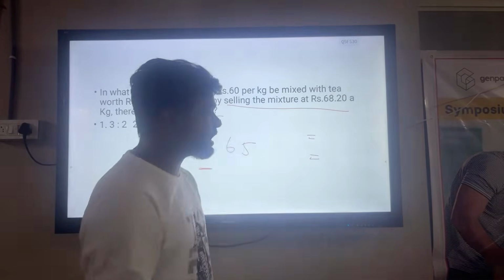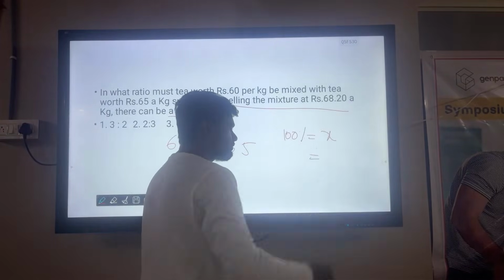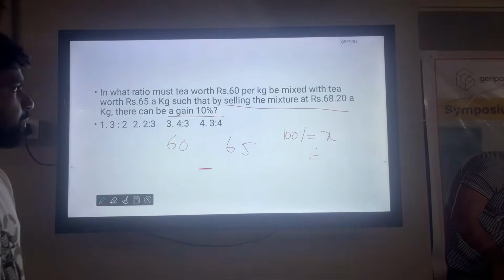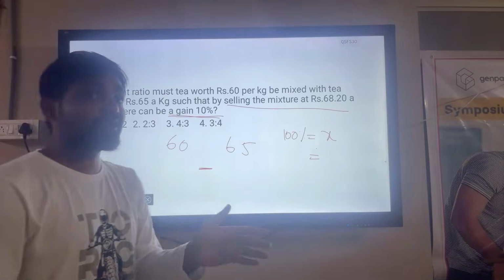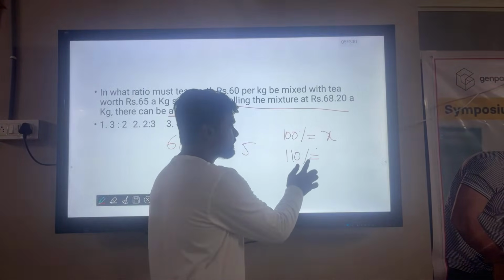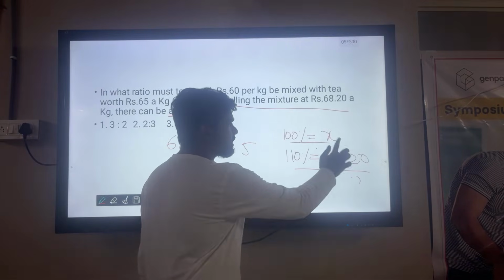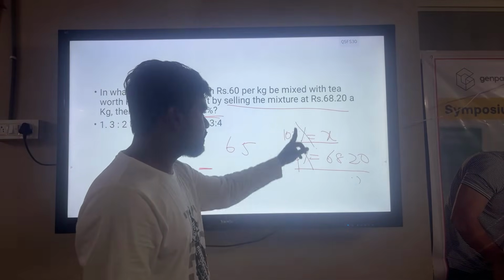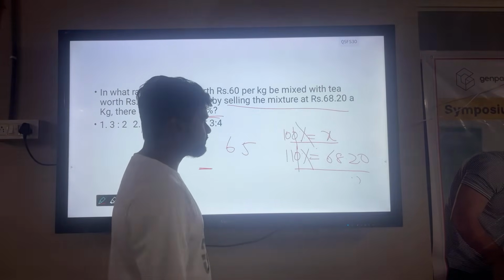Cost price is always 100%, which we have to find out. 100% is equal to x. And they have to get a gain of 10%. Cost price plus profit 10 is totally 110%, the selling price. What is the selling price? 68.20. This is the selling price and this is the cost price. We have to identify the cost price here. Percentages cancel, zeros cancel. Ready? Cross multiply and say the answer.